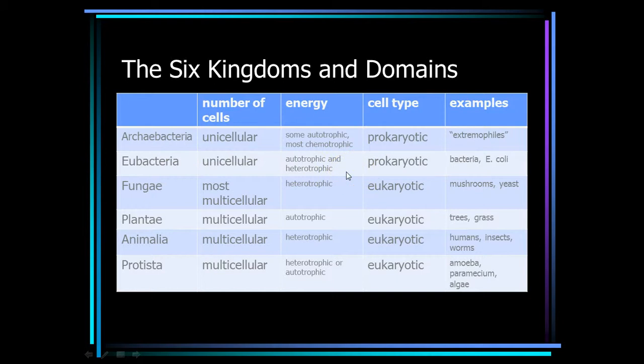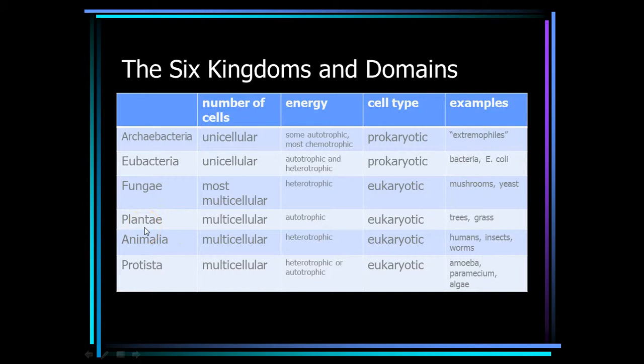Next level, the next kingdom is the Eubacteria, also unicellular. They can be both autotrophic or heterotrophic. They're prokaryotic, which means they do not have a nucleus. And the examples we would be familiar with are bacteria like E. coli. The fungi, these are mostly multicellular. They are heterotrophic organisms. They are eukaryotic, which means they do have a nucleus. And some examples you would be familiar with would be mushrooms or yeast.